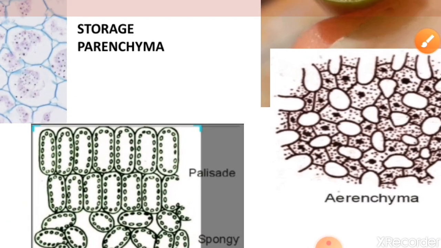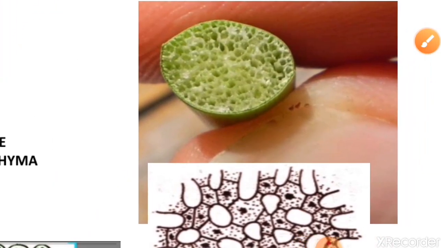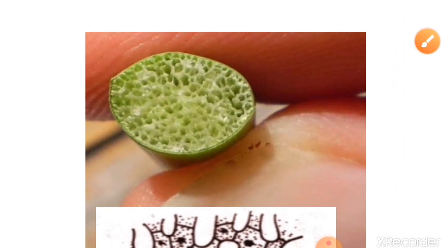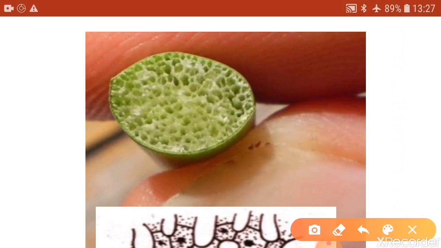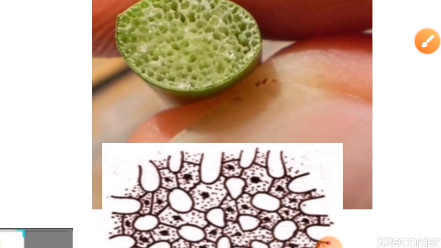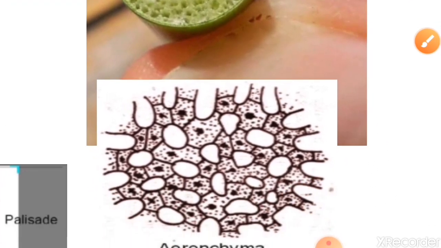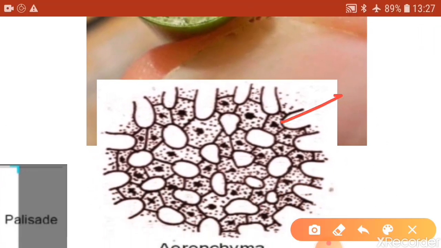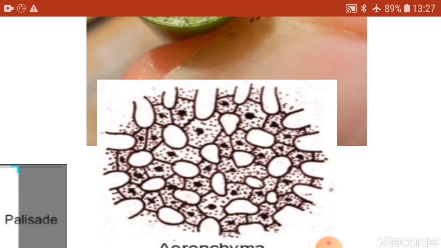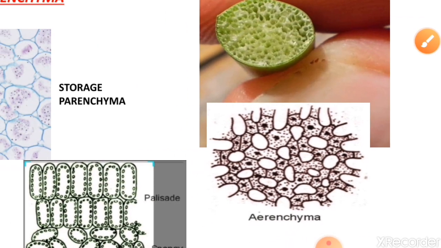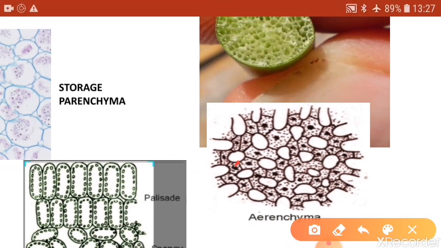Then in the case of aquatic plants, as in the stem of lotus shown in this picture, the parenchymatous tissue present has large air spaces. As the cells are very loosely packed, you find air cavities present in the parenchymatous tissue, right? And these air cavities are filled up with gases.